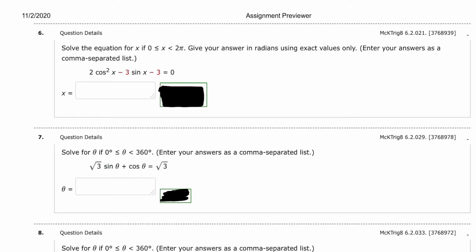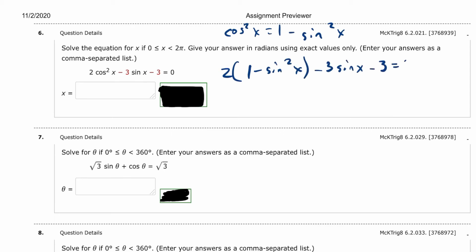All right, the next one, we need to convert cosine squared into sine squared in order to get all the trig functions to be the same. So I'm going to use the identity cosine squared x equals 1 minus sine squared x. And that's going to become that. And then we distribute. It's going to be 2 minus 2 sine squared x minus 3 sine x minus 3 equals 0.